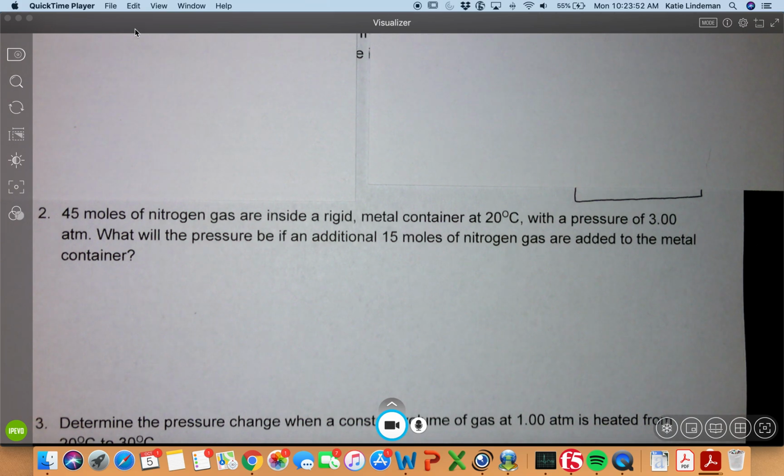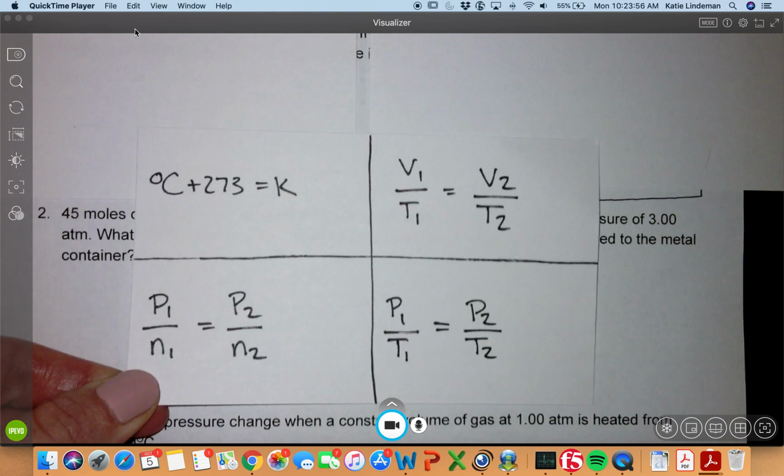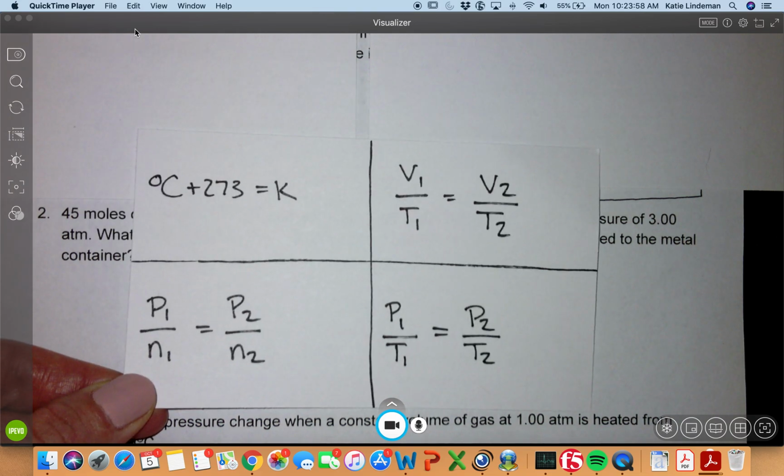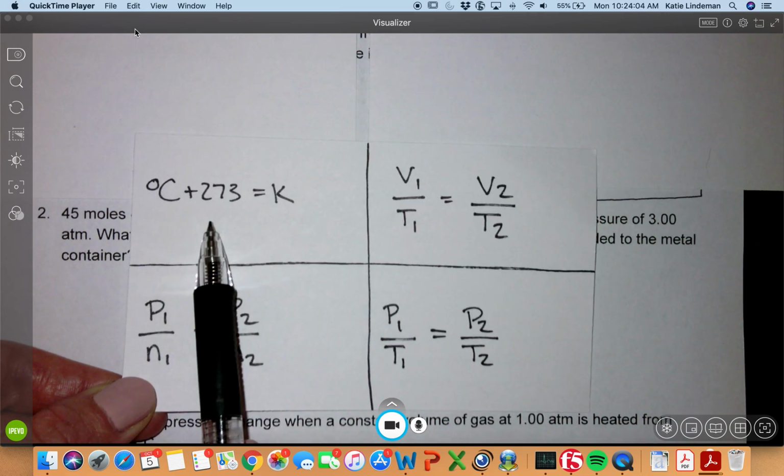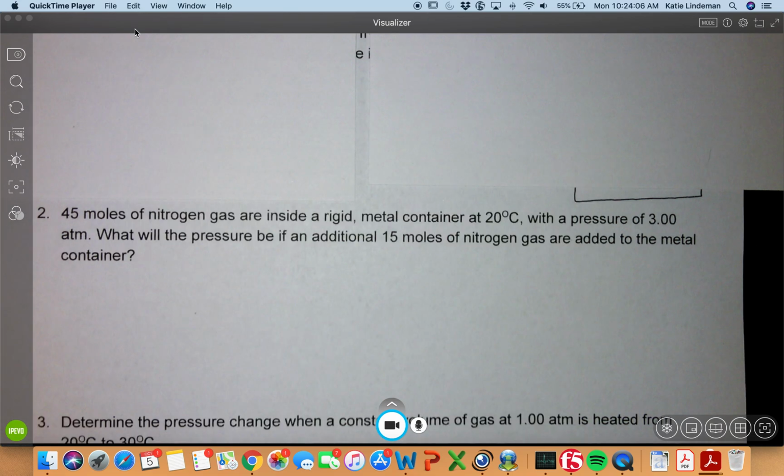Okay, so for this next problem, we have three possible equations we can use. So we need to sort out which equation we use. We also need to determine if we need to make this step and convert to kelvins.